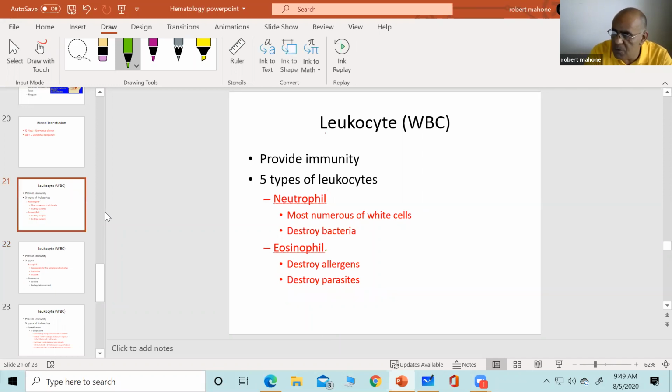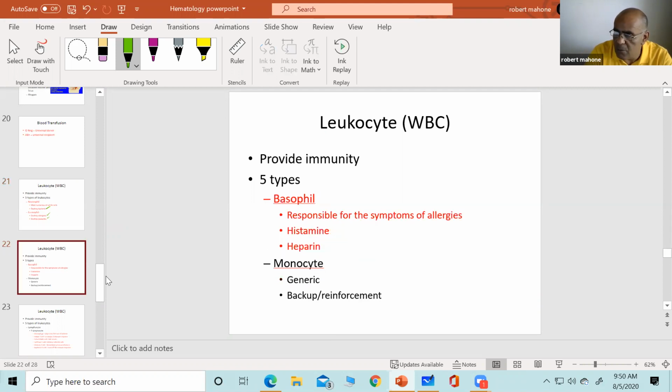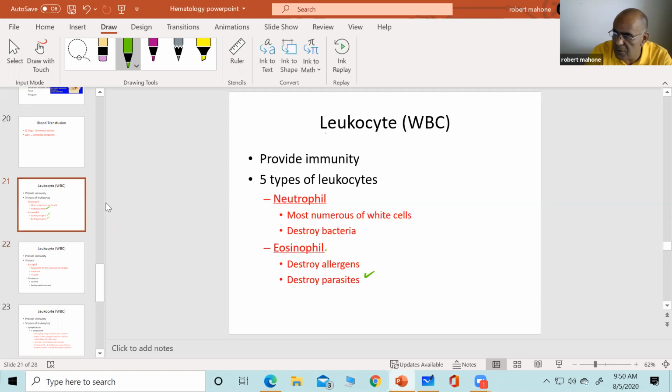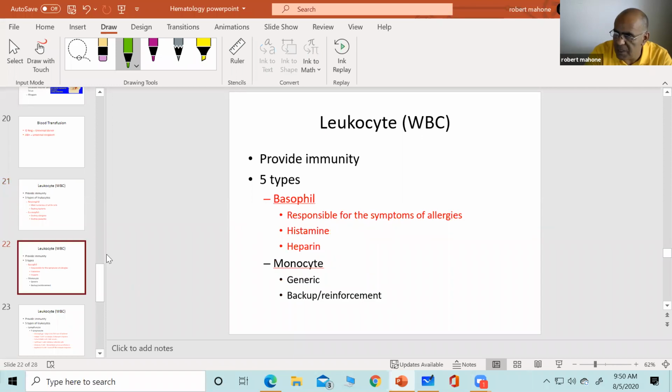In other words, which of the following types of white cells is responsible for destroying bacteria? Which of the following types of white cells is responsible for destroying allergies or parasites? Which type of white cell is responsible for the symptoms of allergies? So those are your first 4: neutrophil, eosinophil, basophil, and monocyte. When we come back from break, we'll talk about the 5th type of white cell.